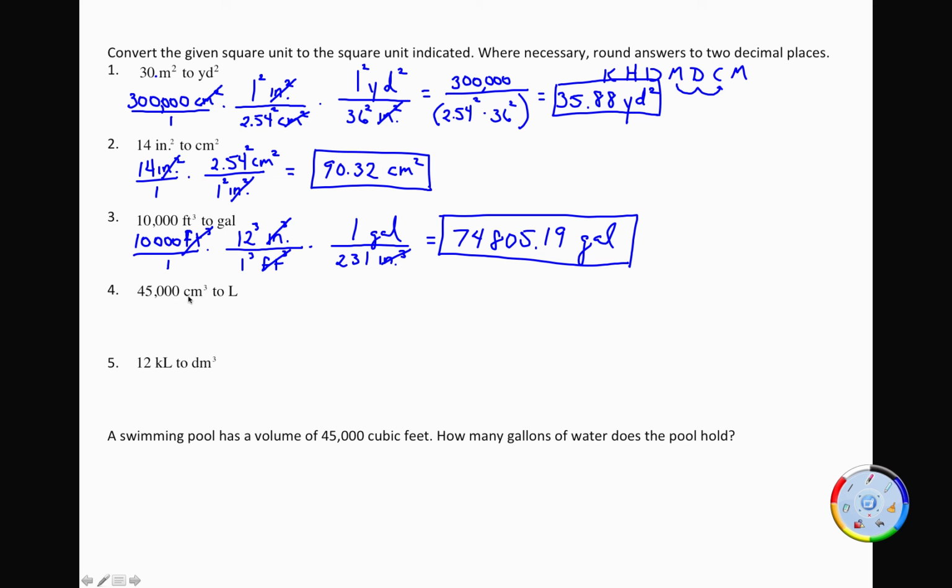Okay, here's some conversions in the metric system. 45,000 cubic centimeters. Hey, I know 1 cubic centimeter is a milliliter. So that means 45,000 cubic centimeters is the same thing as 45,000 milliliters. Boom, we've switched just that simply. 1 cubic centimeter is 1 milliliter. And now I can convert these milliliters to liters.